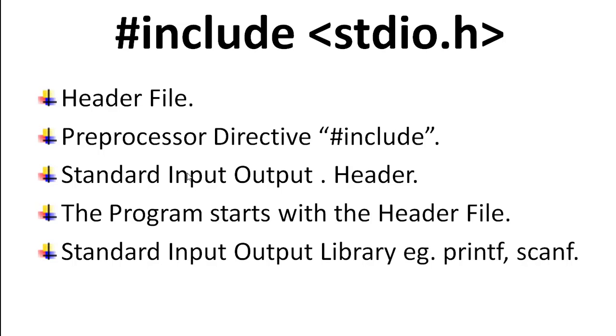So what is this line? The line says this is a header file. The #include speaks about a preprocessor directive, and stdio stands for standard input output library. .h stands for header file. The program starts with this header file, and as mentioned before, the standard input output library speaks about the printf statement as well as the scanf statement, which we will discuss further in this video.